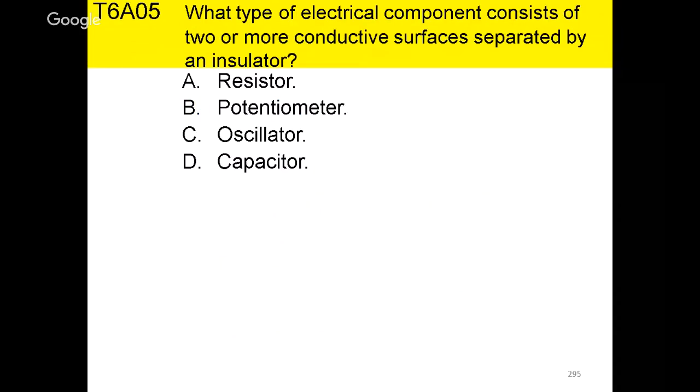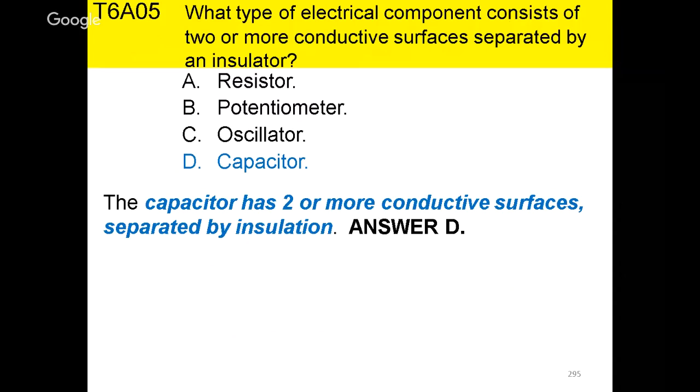So what type of electrical component consists of two or more conductive surfaces separated by an insulator? Okay, we were just talking about capacitance. So the component that stands to reason would be called a capacitor. It has two conductive surfaces separated by an insulation. I don't know if it actually shows that in here or not.